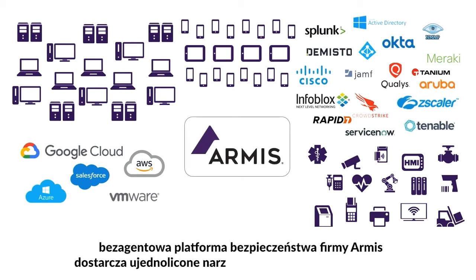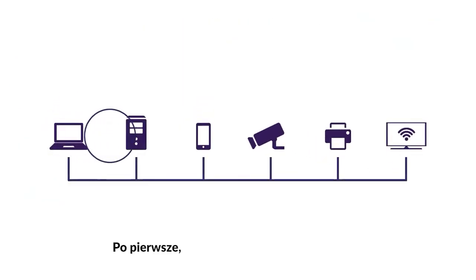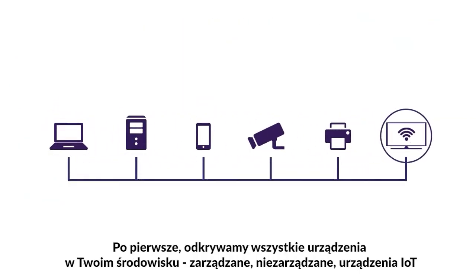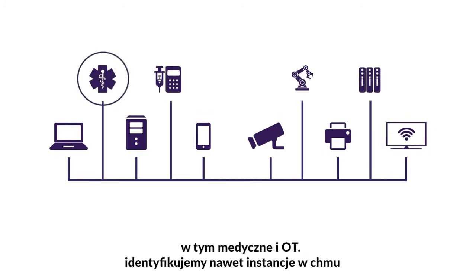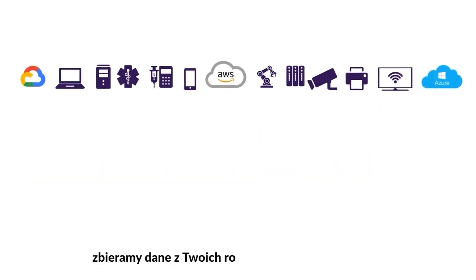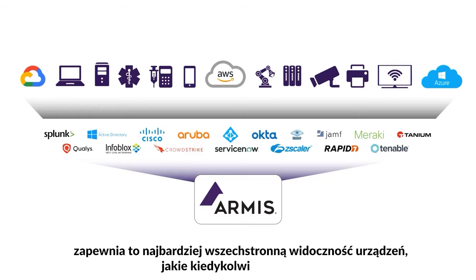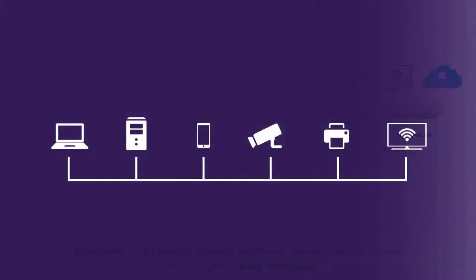The Armis agentless device security platform delivers unified asset inventory and does three important things. First, we discover all devices in your environment. Managed, unmanaged, IoT devices, including medical and operational technology devices. We even identify your cloud instances. We gather data from your IT and security management solutions and from the network itself. This provides the most comprehensive visibility of devices you've ever seen.